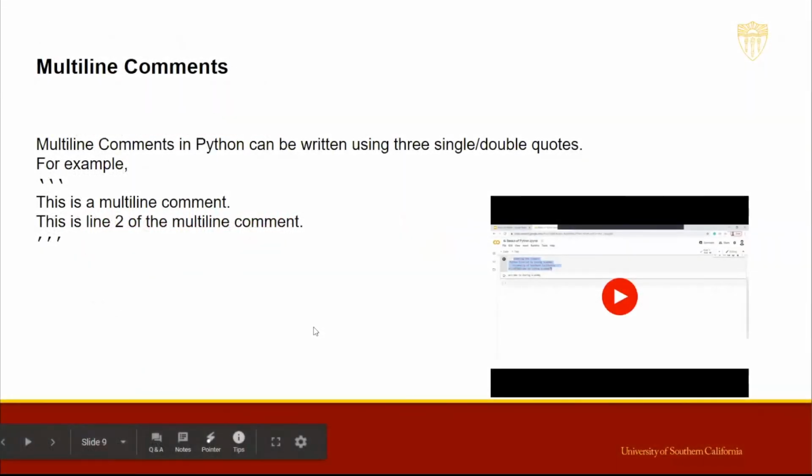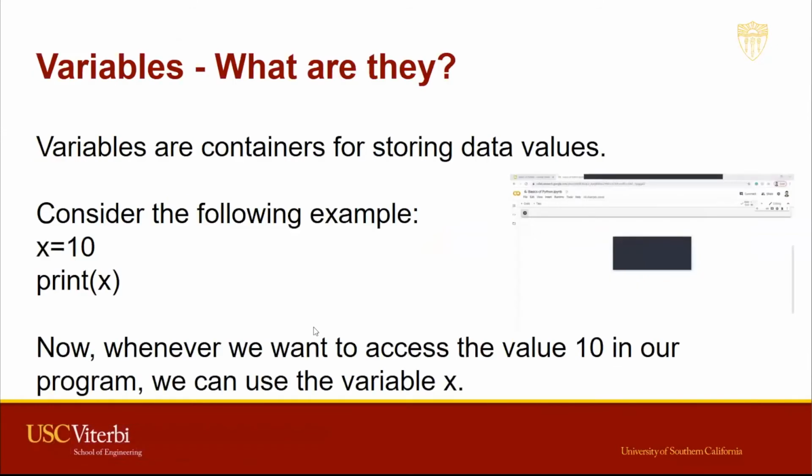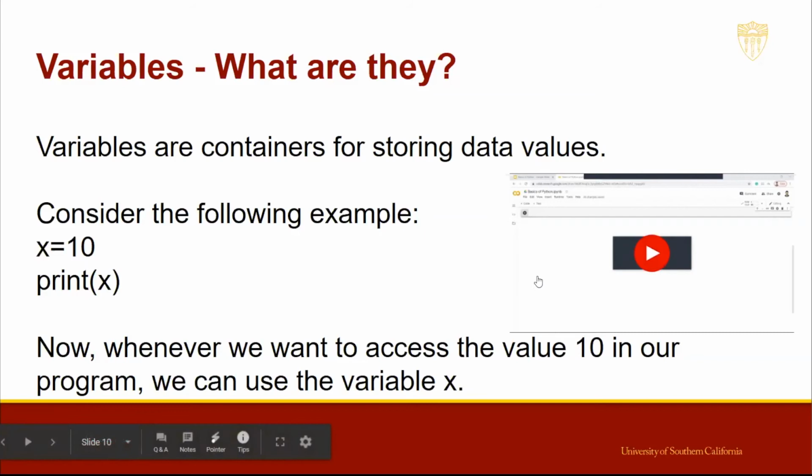Now, we have looked at a few basic concepts in Python. One of the most important concepts in Python is the use of variables. So what are variables? They are essentially containers that store the data value. For example, consider x is equal to 10. Here, the value 10 is being assigned to the variable x using an equal to sign. So, during the program, if we want to refer to the value 10, we can simply replace it with the variable x. In this case, we are printing the value of x. Let's look at an example.